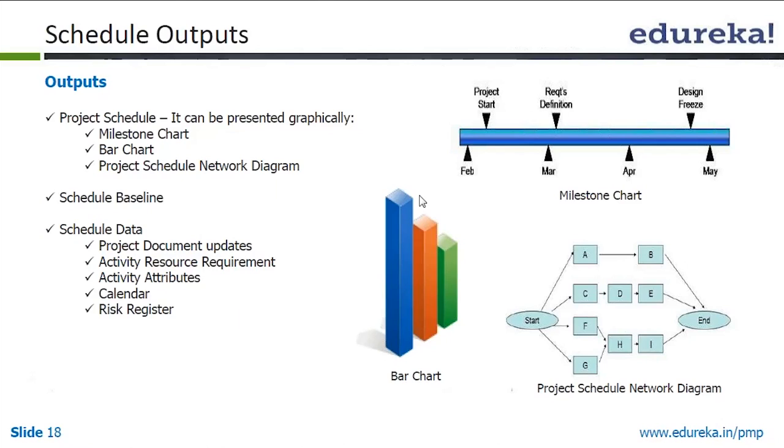And when we create a schedule, that schedule has to be approved, and it will have to be the baseline for all future comparisons. So when we are trying to do monitoring and control, we have to compare the actual performance data with the planned, and this planned is the baseline. So what we do is we take the approved schedule that we have created and we baseline it.